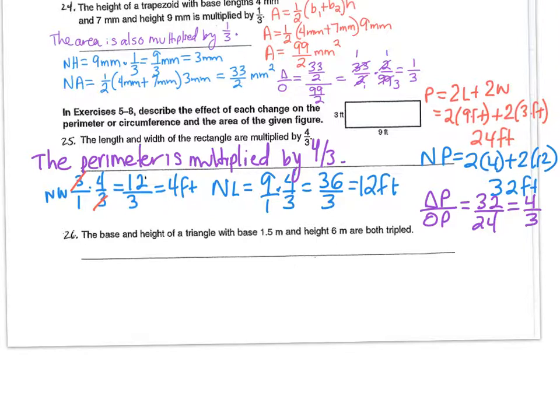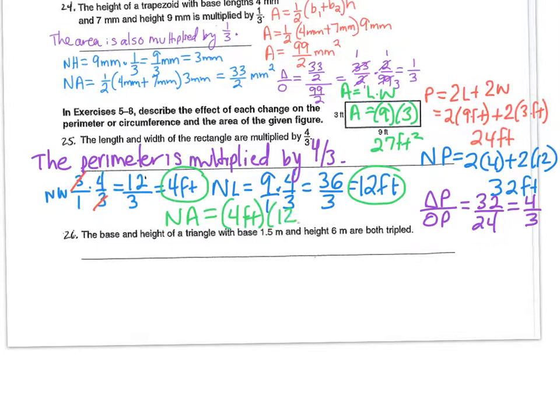Okay. So now let me go ahead and find the area. Let me get the original area. What's the formula for the area of the rectangle? Base times height, or length times width, right? So the length is 9, the width is 3, so the area is 27 square feet. And now the new area. Well, I used the 4 and the 12, so that would be 4 times 12, and 4 times 12 is 48 square feet.